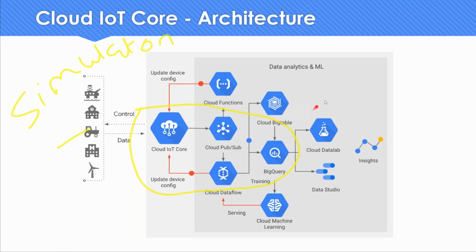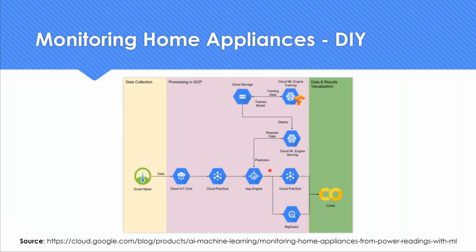Now we'll do a small demonstration on this, which could be really helpful for our Terramart case study. And if you are really amazed by the IoT Core capability, and if you want to give it a try yourself, you can use this feature called monitoring home appliance. This is an article which Google launched. If you just search it, you should be able to get it.